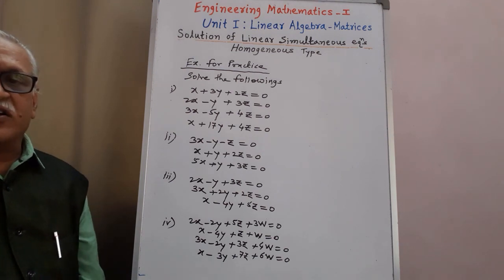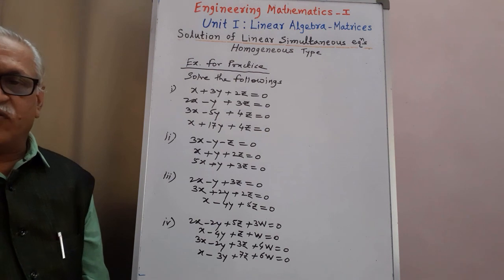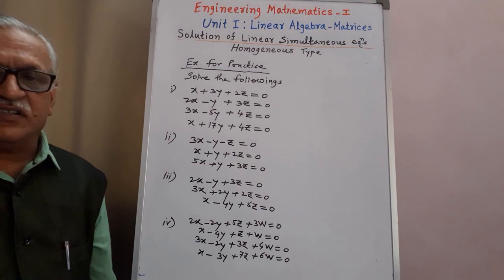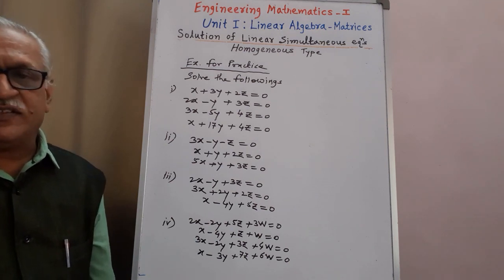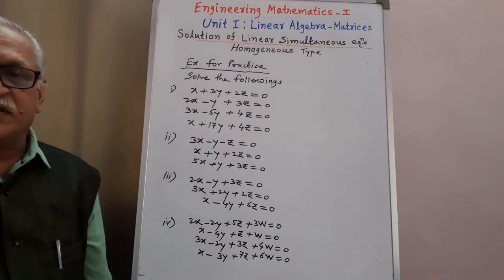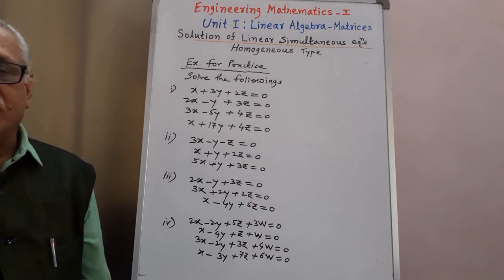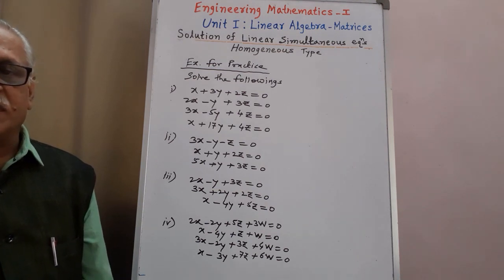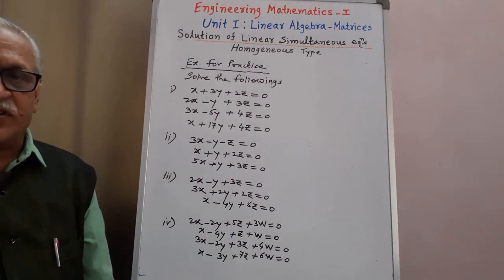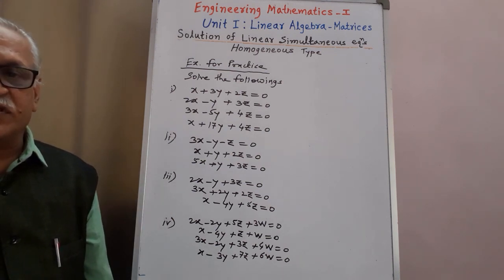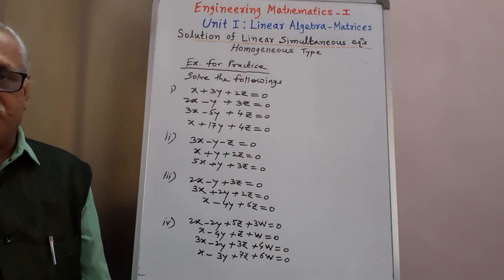Therefore, so far I have completed the first 4 important points. First one, in the first lecture I covered inverse by the Gauss-Jordan method. In the second lecture I covered rank of a matrix. In the third lecture I covered normal form of a matrix. In the fourth, I covered non-homogeneous type of linear simultaneous equations, and today I have covered another type, that is homogeneous linear simultaneous equations.